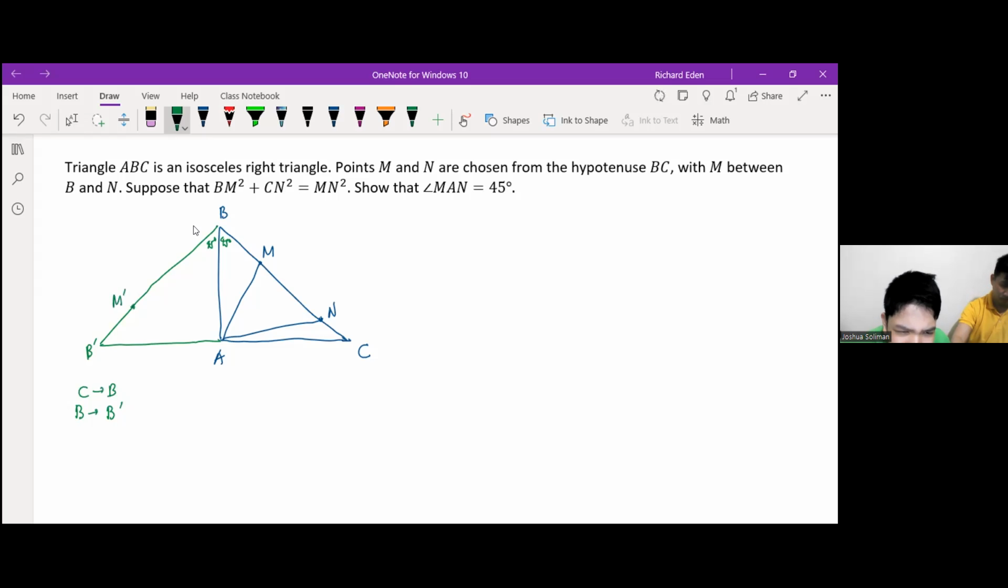The only thing left to prove now is that, wait, which one? Sorry, where are we now? Wait, what's C prime? N prime, actually. N prime BM is a right triangle. So what's left to prove only is that MN is exactly MN prime.